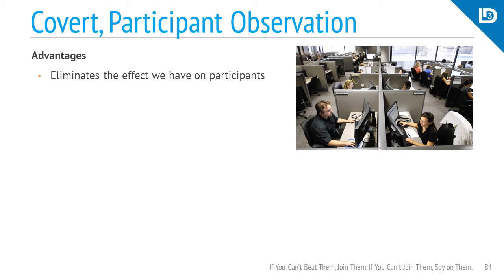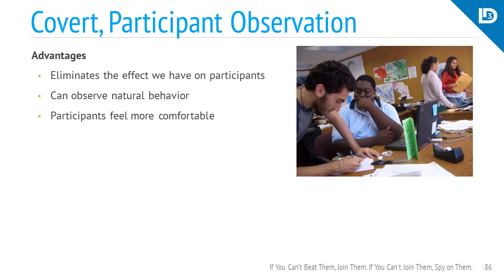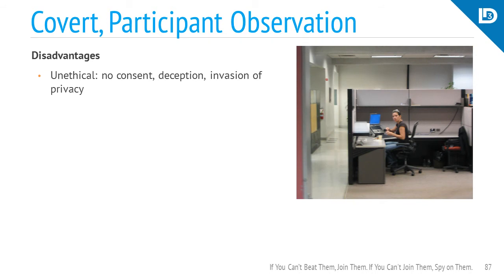The advantages, of course, is people don't know that they're being observed, so it eliminates that whole effect that we have on participants. So you see natural behavior, and people feel very comfortable because they don't know that they're being studied. But the disadvantages, obviously, are it's considered very unethical because people aren't informed about what you're doing, and they're not giving their consent. You're actively having to deceive them, to tell them that you're something that you're not, and you're doing this in private places, so it could be an invasion of privacy.